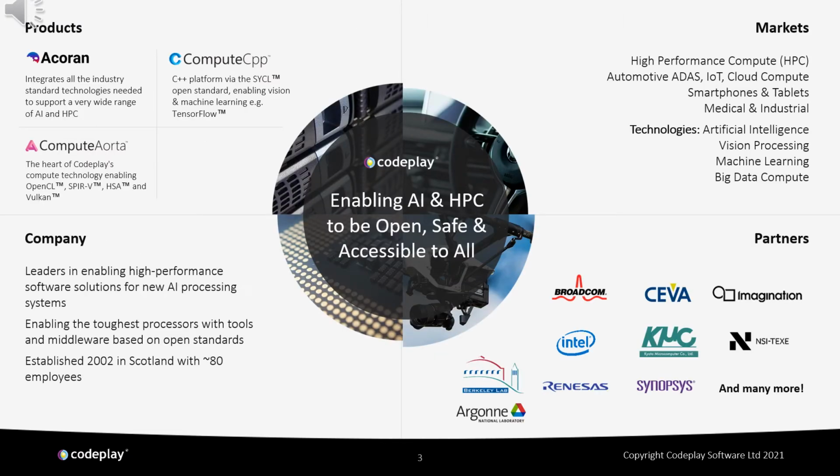Codeplay is based in Edinburgh, Scotland, with around 80 staff, mostly engineers working on open standards projects. Our goal is to make AI and HPC open and safe to everyone by contributing to open standards and participating in open source projects. The company designs and implements programming models, compilers, and tools for multiple vendors. We enable high-performance compute for different markets, including AI and HPC.